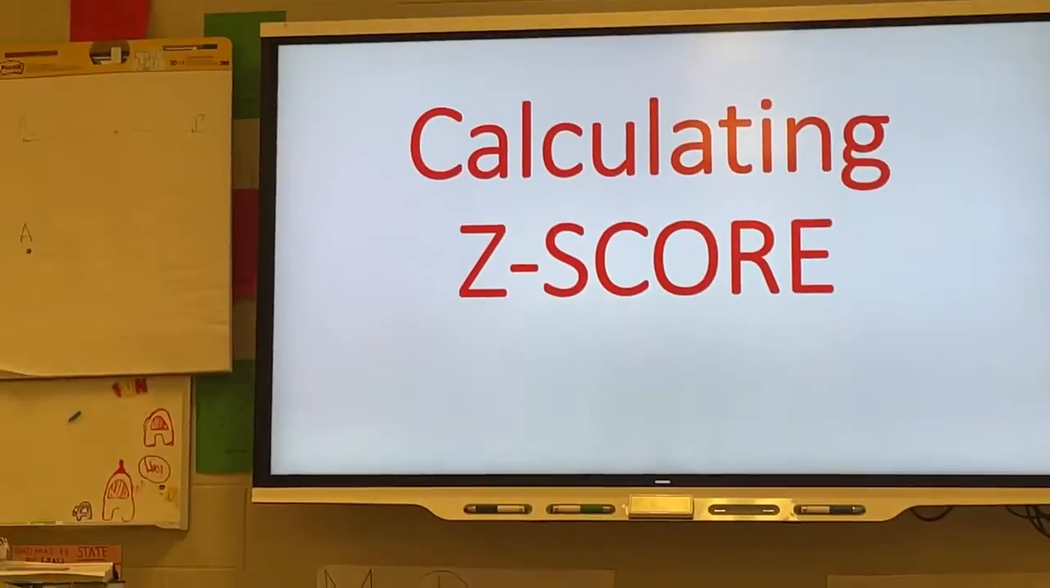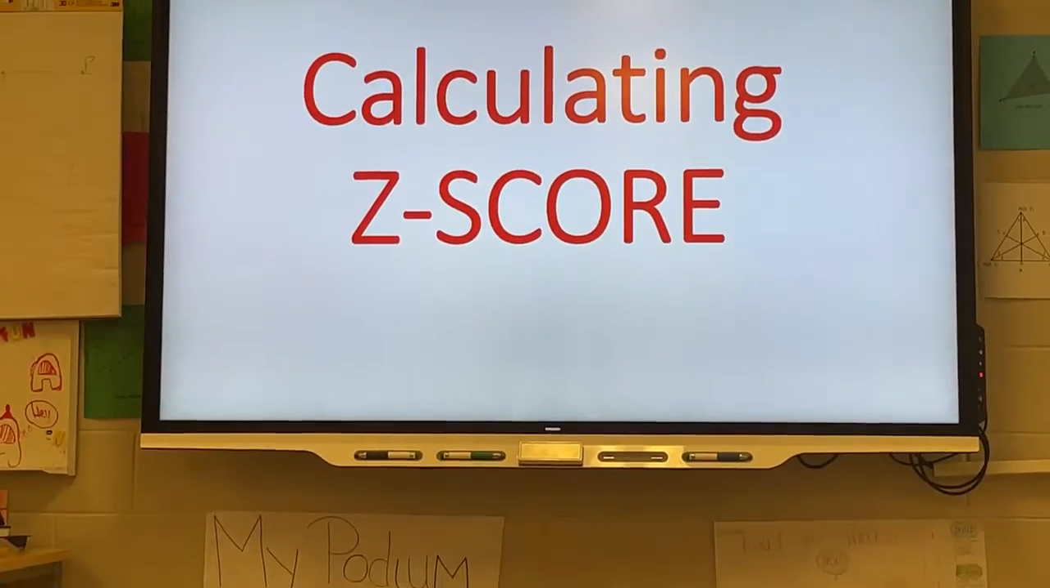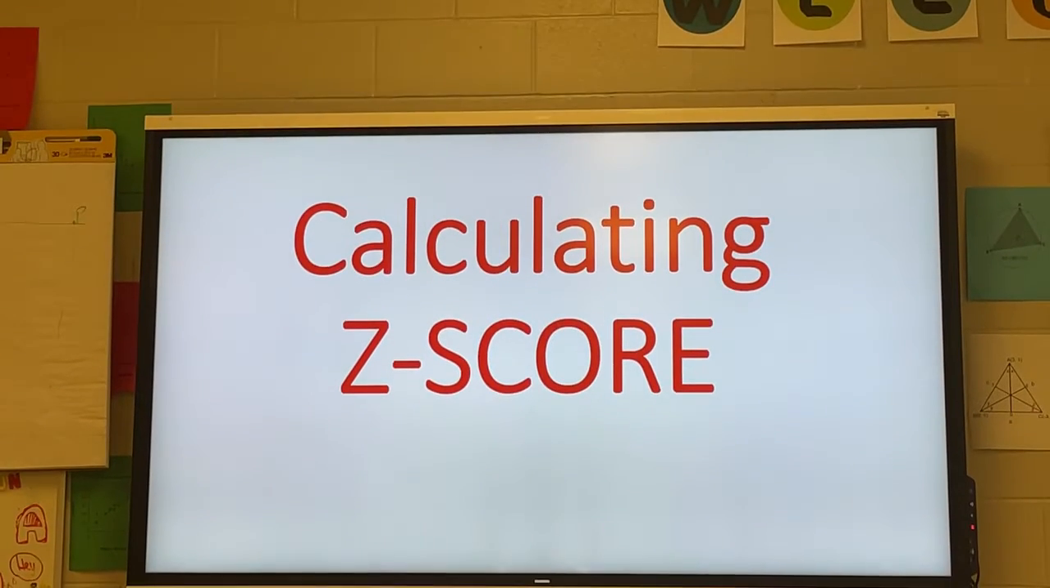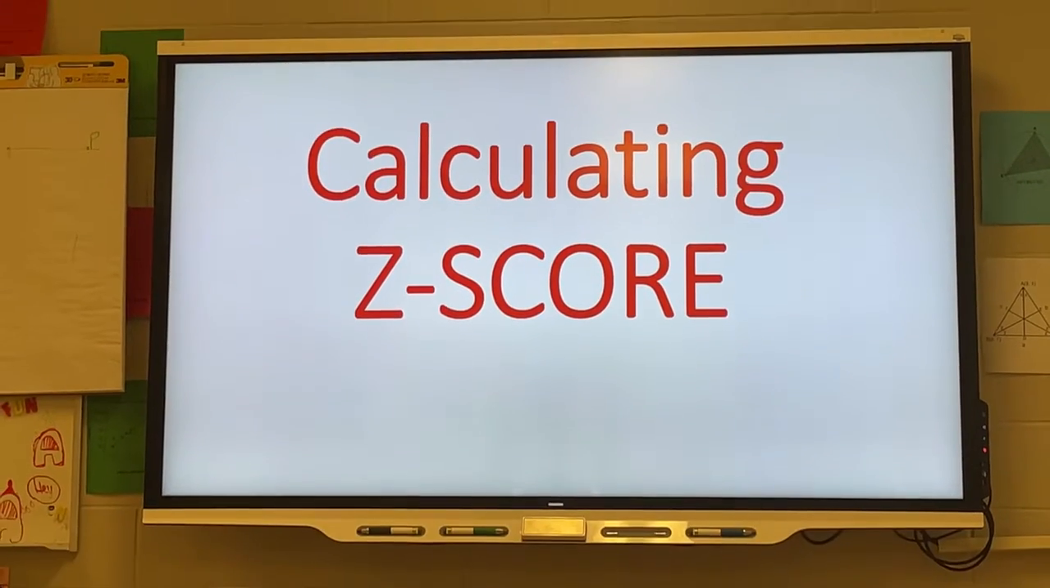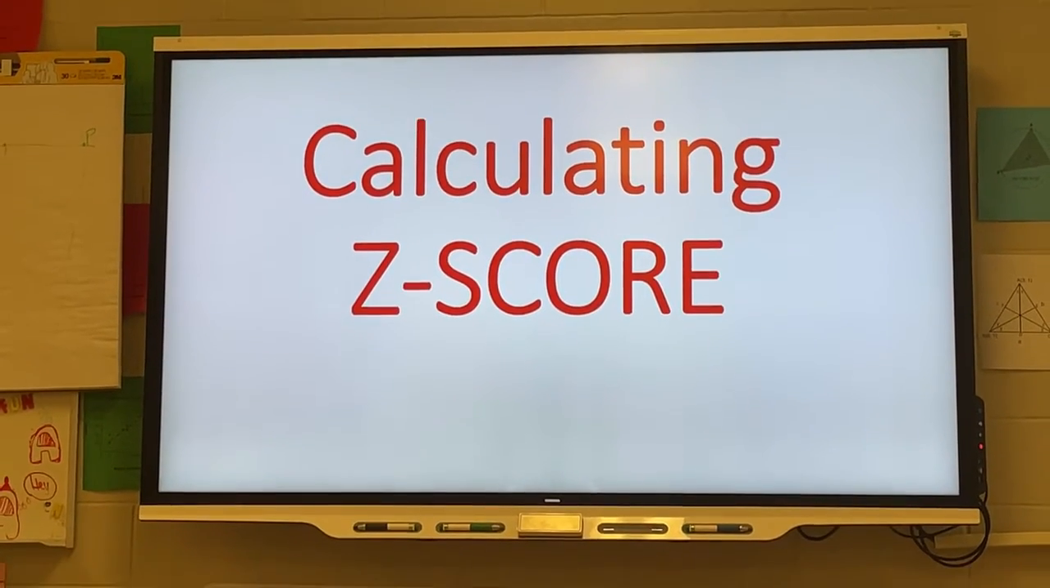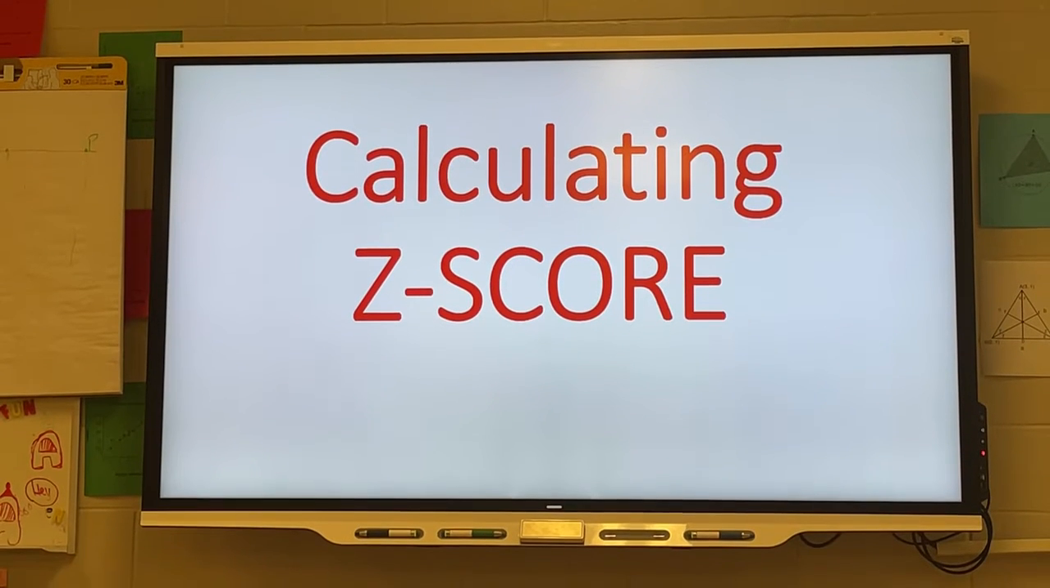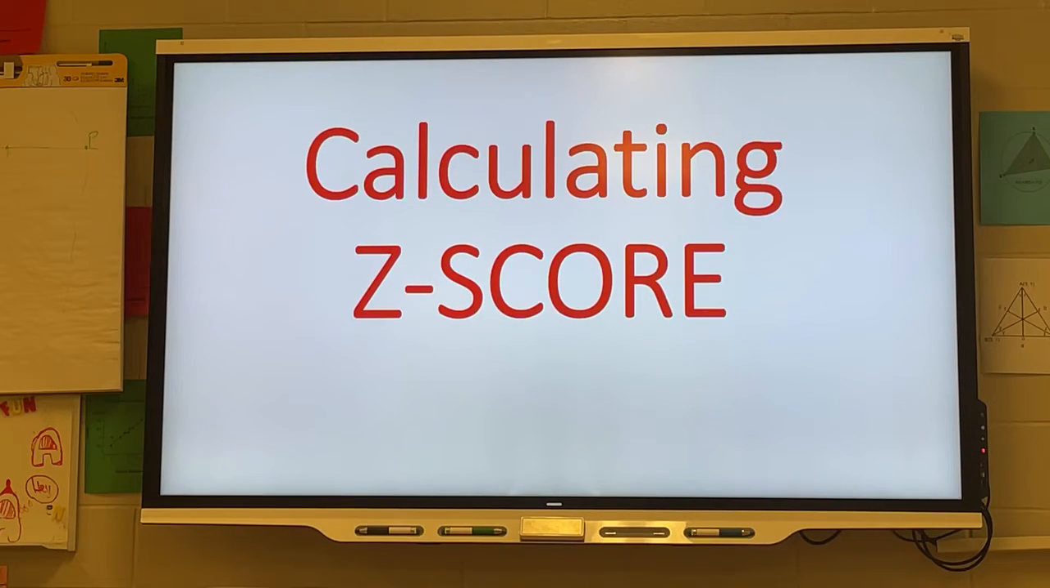How to calculate the z-score in statistics. Perfect for AP Calculus students or CP Calculus or even students who are in college.